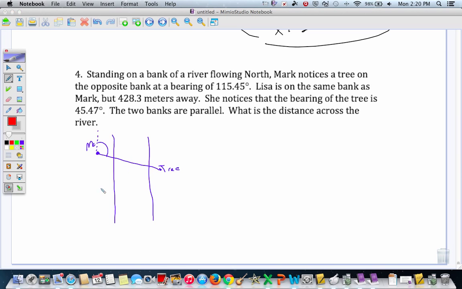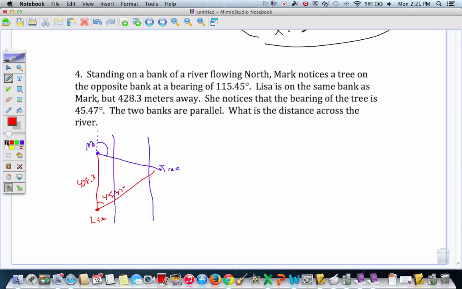Lisa is on the same bank as Mark, but 428.3 meters away. Now here's one of the reasons we read through the entire statement first, because she could be above him or below him, but because her angle is 45.47 degrees, Lisa is going to be down this direction. So she's 428.3 meters away, and Lisa is here. Her bearing, measured from the north line in a clockwise direction, this angle right here is 45.47 degrees.